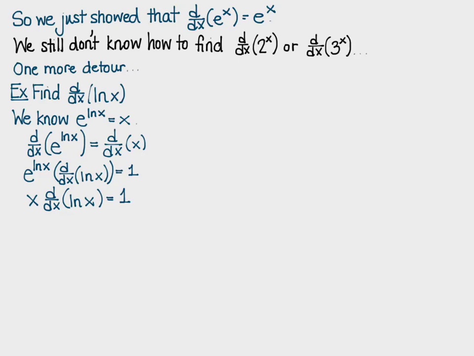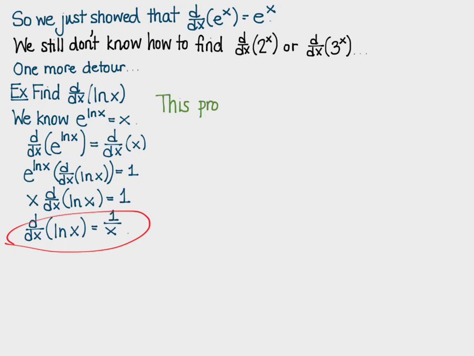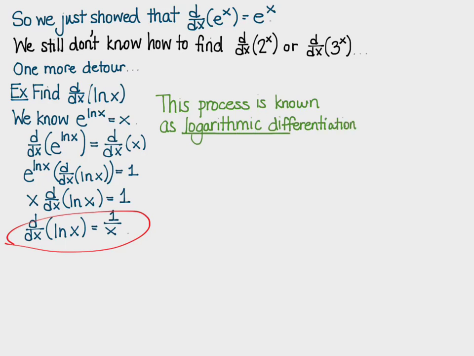So we get e to the natural log of x, which is the same as x, times d by dx of ln of x equals 1. And dividing both sides by x, we're left with d by dx of natural log of x equals 1 over x. So therefore, the derivative of natural log is 1 over x. This process is called logarithmic differentiation. The hardest part is just coming up with that initial equation, in this case e to the natural log of x equals x, that allows us to take the derivative and find the value that we're looking for.